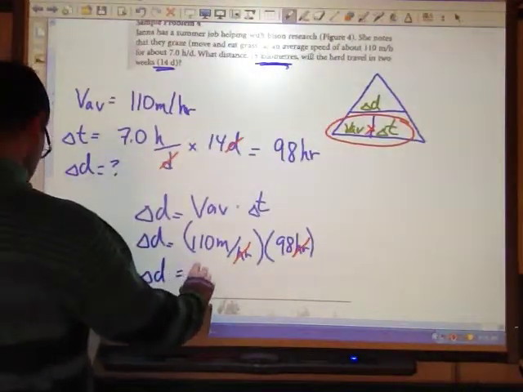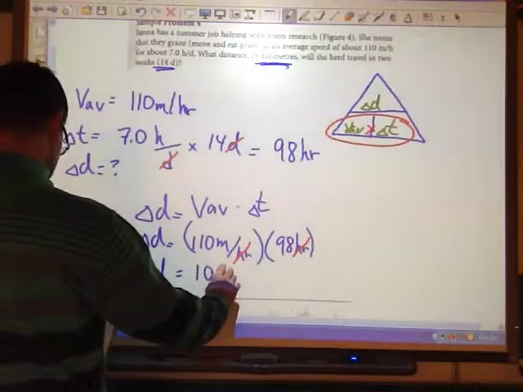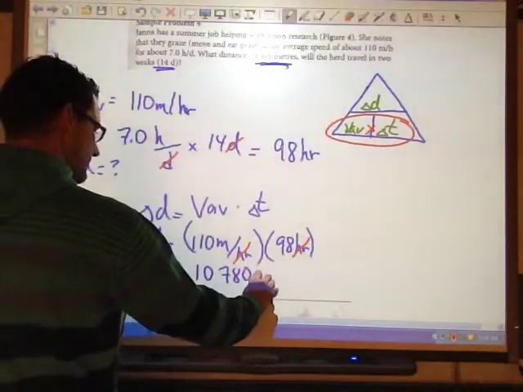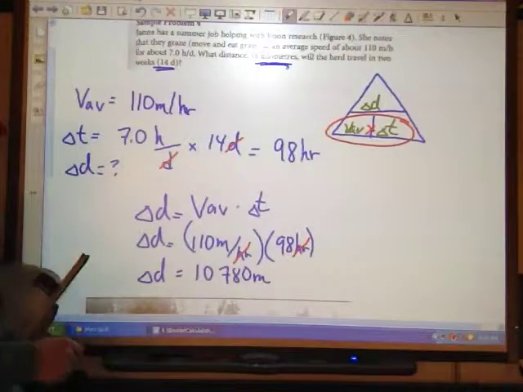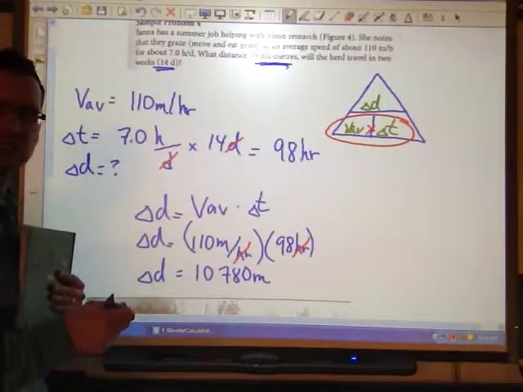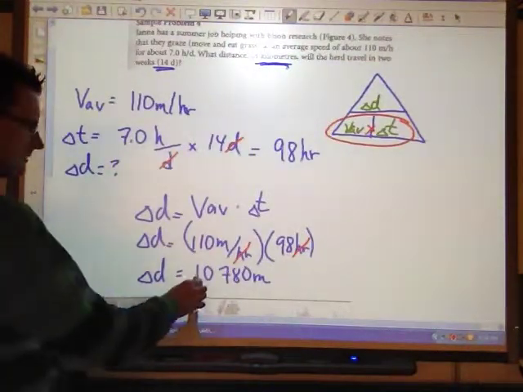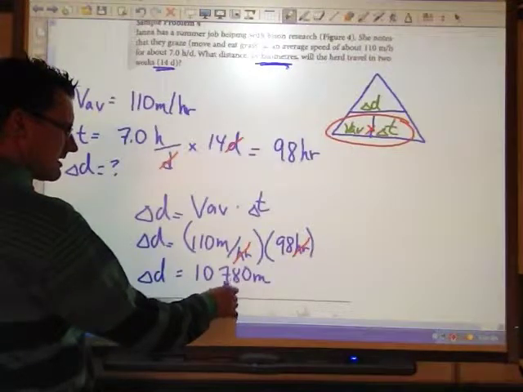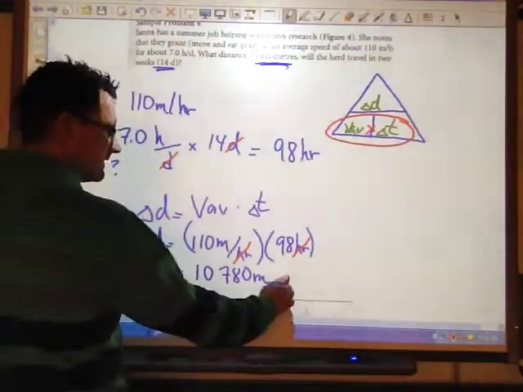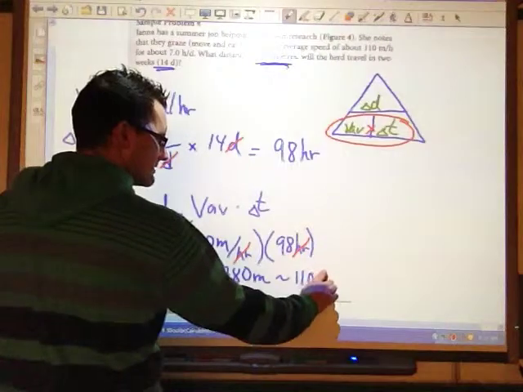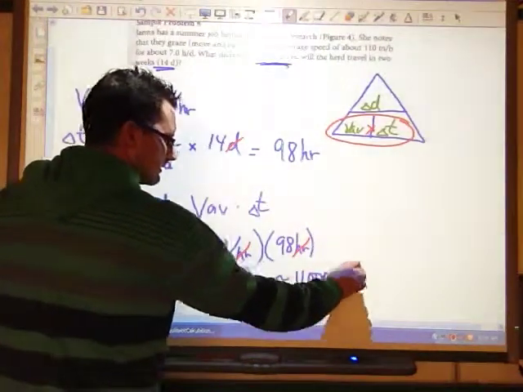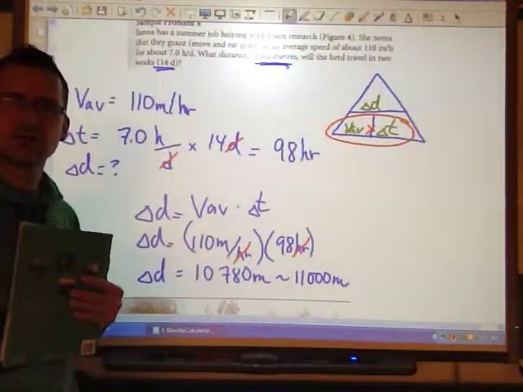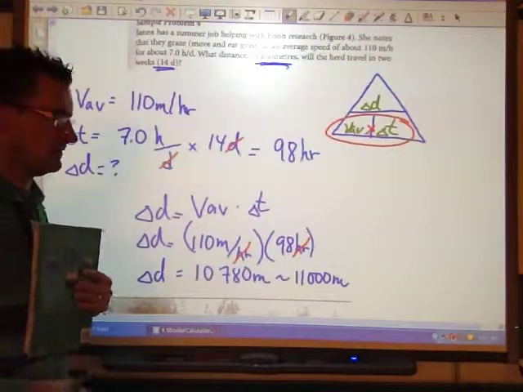Now it works out to be a fairly big number here, 10,780 meters. Now we can round that off to what we recall in science as two significant digits. So 10,780, I'll round it off to be 11,000 meters. And when you take physical science 20, you'll learn more about significant digits and rounding off.